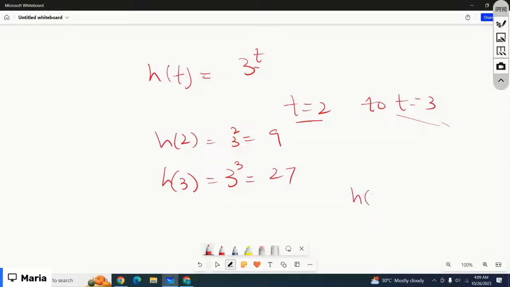You have to do h of 3 divided by h of 2. h of 3 is 27 and h of 2 is 9, so when you divide them, the answer is 3. That means h of 3 is 3 times h of 2. That means h of t increases by a factor of 3 over the time interval from t equals 2 to t equals 3. Got it? Okay, let's start with the practice questions.